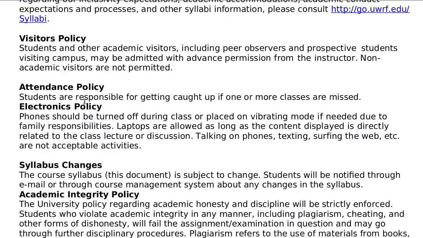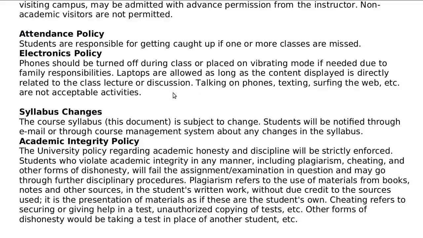Okay, as far as attendance, like we talked about, you are responsible for getting caught up if you miss one or more classes, and hopefully you don't miss any. This you might not have seen in other classes, but in this course you should have phones turned off during class or placed on vibrate mode, so that if you have family responsibilities you have to respond to something, you can.